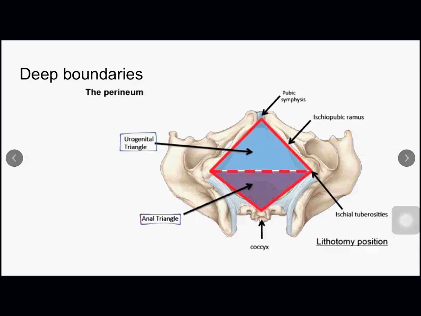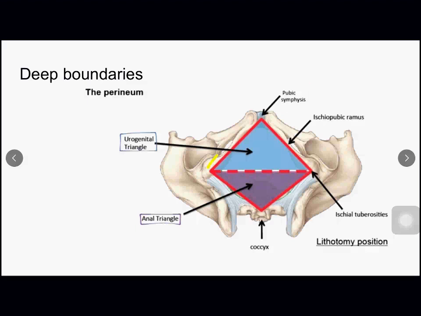Now let us move on to the deep boundaries. You can just tell me from this diagram. What are the deep boundaries of the perineum? It is a diamond-shaped region, I told you. The anterior boundary will be formed by the pubic symphysis, as well as the arcuate pubic ligament here. These two form your anterior boundary. Now for the posterior boundary, you have the tip of the coccyx. And on either side you have the ischial tuberosities. This forms the lateral boundary.